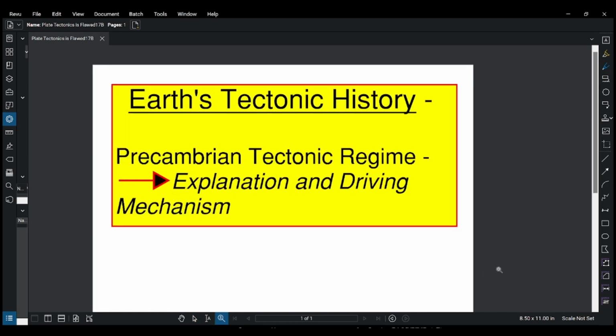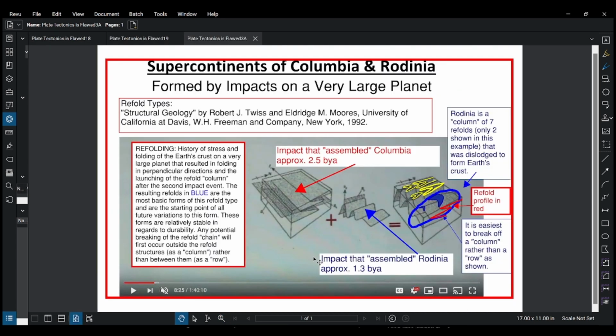Okay, first part, Earth's tectonic history: the Precambrian tectonic regime, explanation and driving mechanism. Okay, here we go again. Here's that textbook explanation of interference refold formation. According to geologic literature, there was a tectonic event about 2.5 billion years ago. Lots of folding, so I put that with the red arrow there. I believe that was an impact. That was when Columbia was assembled, as per geologic literature at that time. So that's the first folding event on this large planet. Could be the sun. The sun's still on fire. Like I said, maybe that's the source of everything. Who knows?